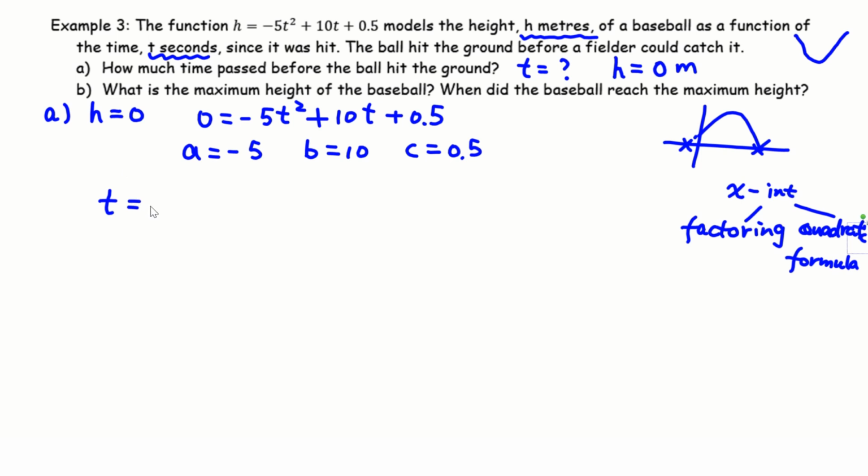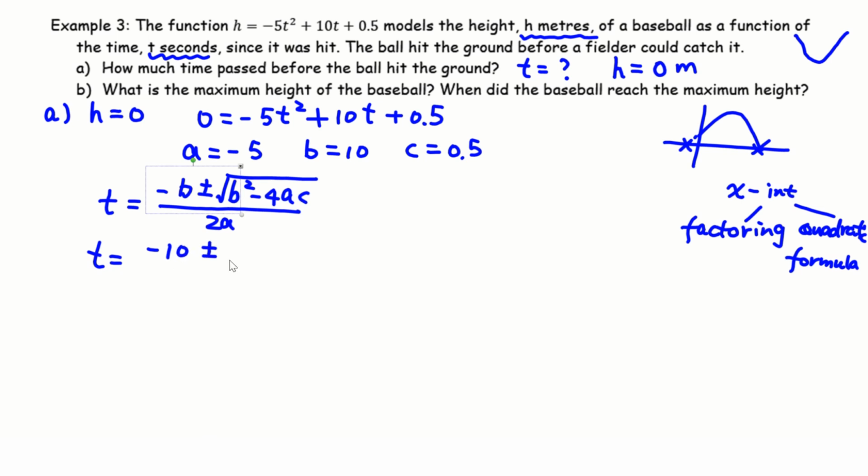So t = (-b ± sqrt(b^2 - 4ac)) / 2a. Then we are going to sub in the given information. So -10... sorry, negative b is negative 10 plus minus square root of b squared, which is 10 squared, minus 4 times negative 5 times 0.5, then all over 2 times a.